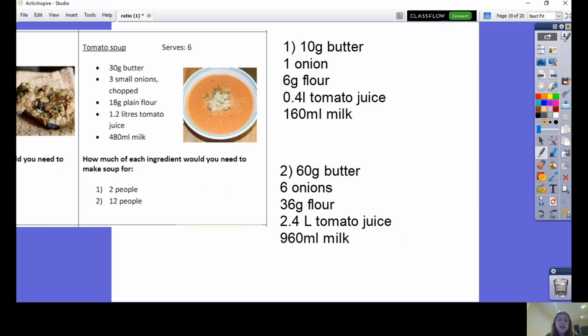Okay, for band 3, here are your answers. To get from 6 to 2 people, you had to divide everything by 3. And to get from 6 to 12 people, you had to times everything by 2. So all of your ingredients should have been times by 2.